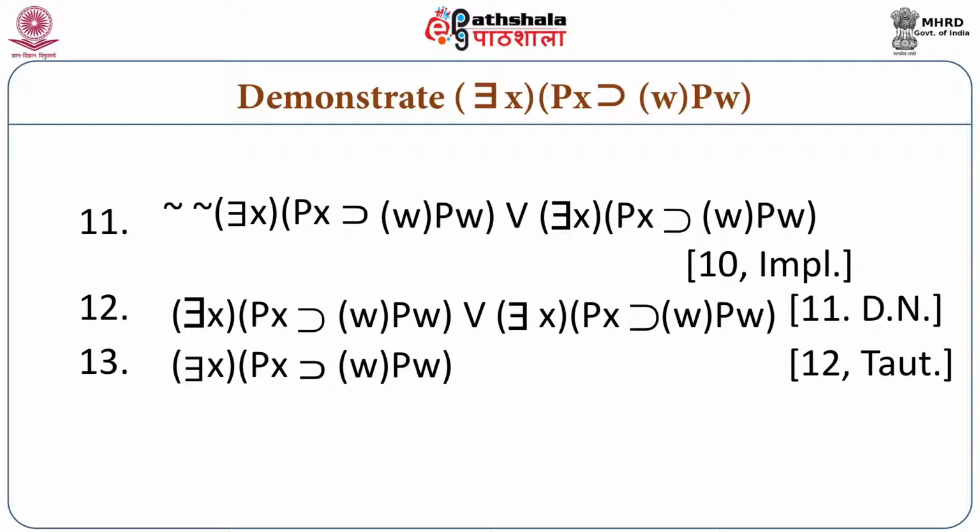From here we go on to step number 12, which is just elimination of double negation. Everything remains the same, and we move on to step number 13, which is just the application of the rule of tautology, because both the parts, that is, the disjuncts, are the same. So we arrive at step number 13, which is: there is an x such that if x is p, then for all w, w p. So we have demonstrated the truth of this sentence.